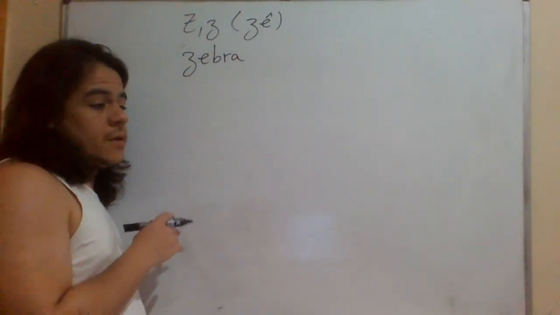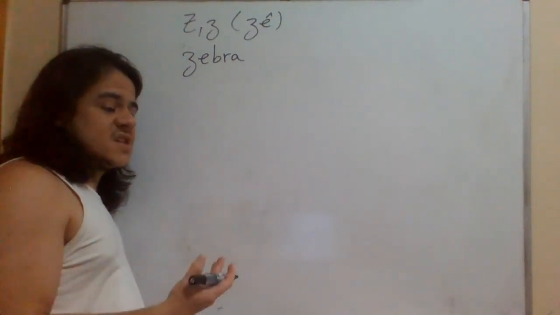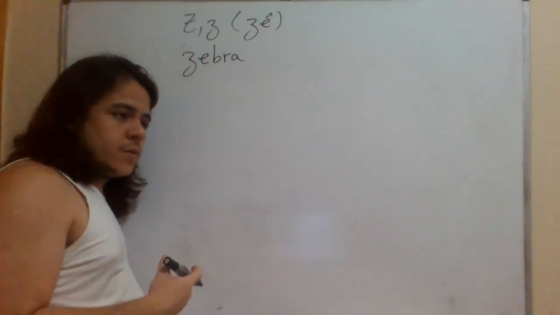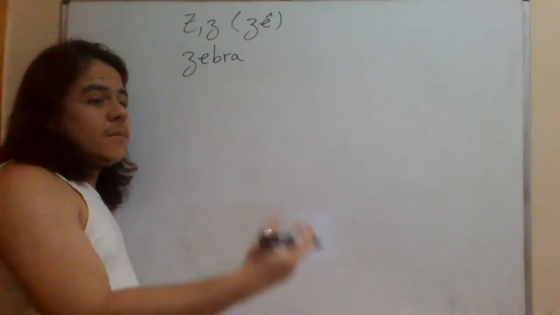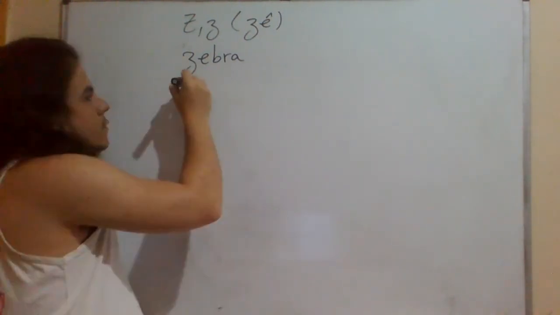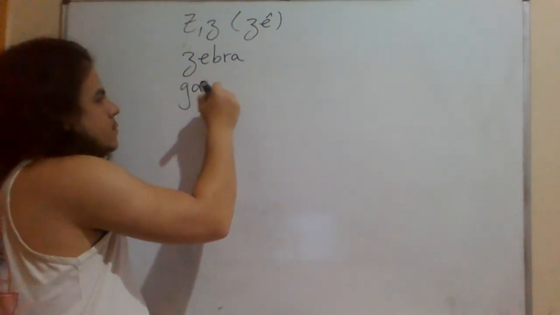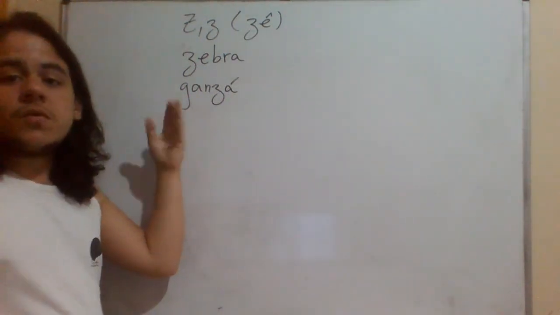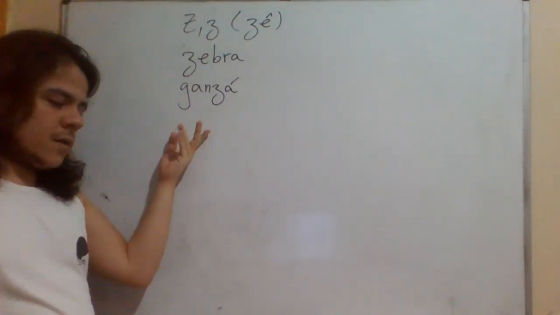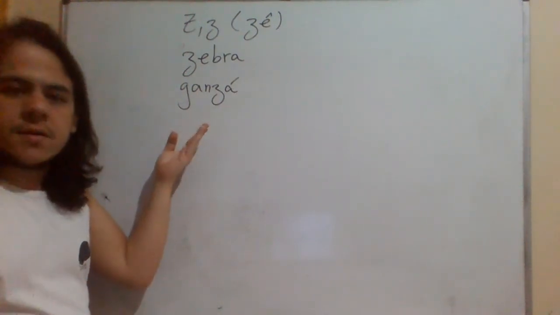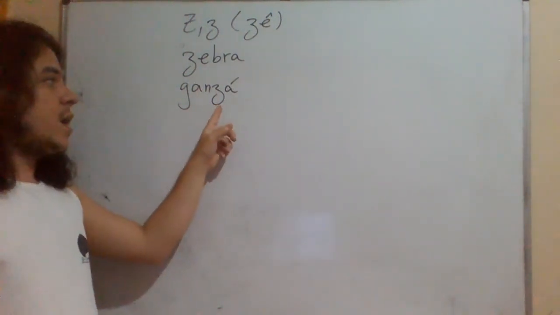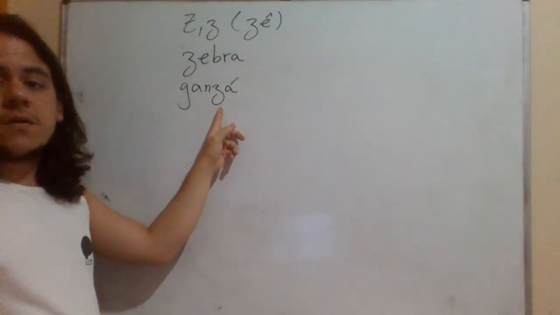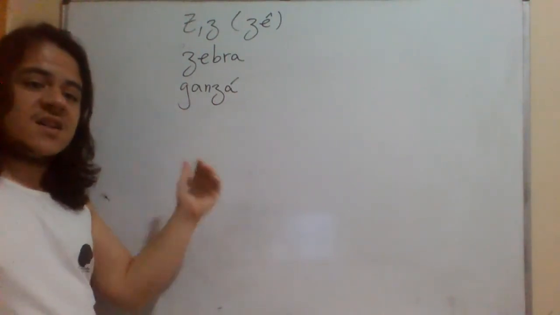So letter Z will have the sound of Z at the beginning of the word and at the middle of the word. For example, ganza. Ganza is a musical instrument, a percussion instrument. So here we have letter Z at the middle of the word. It has the same sound, Z, ganza.